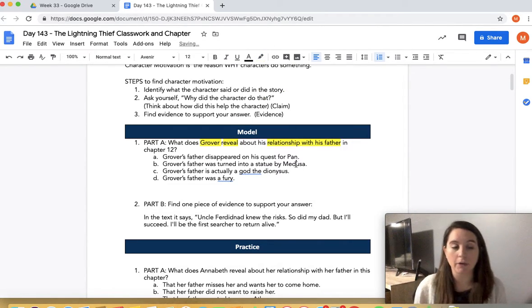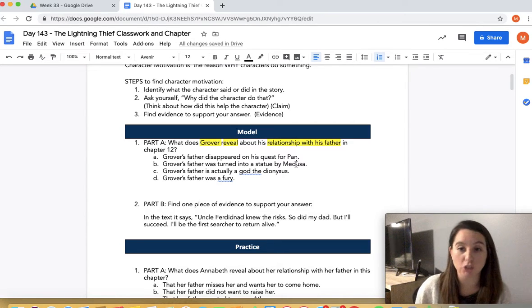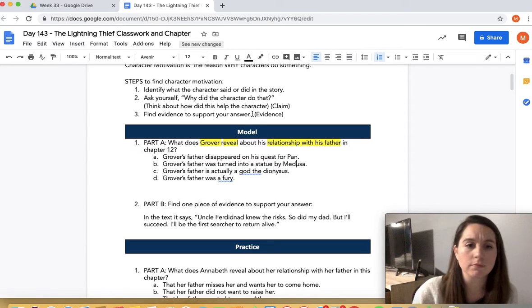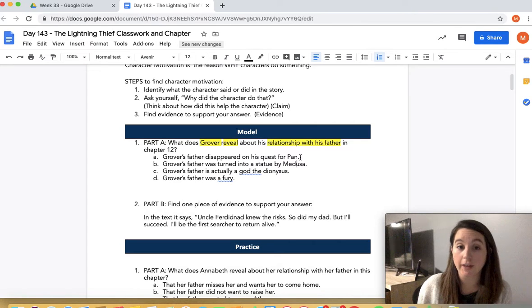Okay, so I marked up my question. Now I have to think back to chapter 12. So I'm going to look for what did he say or do. I remember in chapter 12, he talked about how his father was a searcher. He also talked about how now he wants to be a searcher, just like his father and his uncle, Ferdinand. Did he reveal to us that his father disappeared on his quest for Pan? Yes, he did actually reveal that.